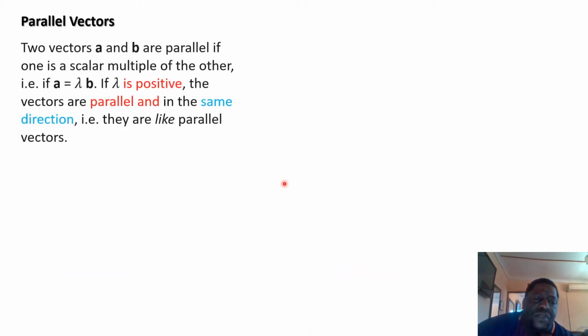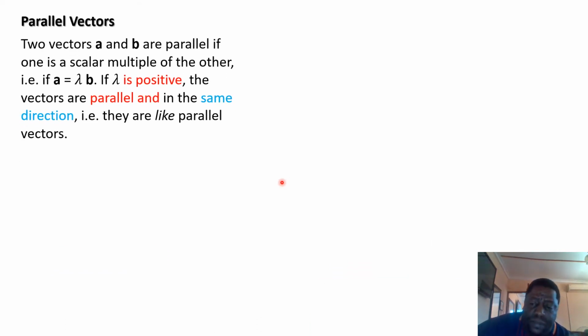Parallel vectors, now this is very important that you understand this particular concept. With parallel vectors, I have to rush through, there's a lot of slides, about 55 slides, and you can see I'm at slide 11.